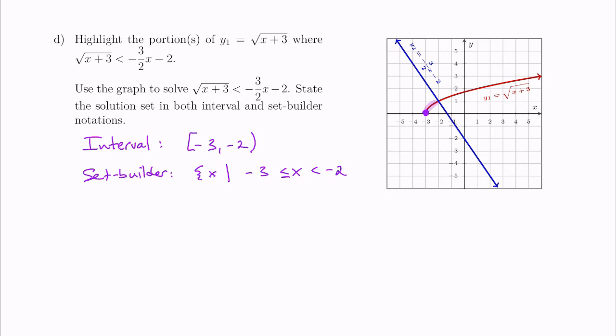On the other hand, -2 as an x value is not included, because that is the point of intersection, and that's not what we want to include. So our solution set becomes the set of all x such that -3 is less than or equal to x, which is strictly less than -2.